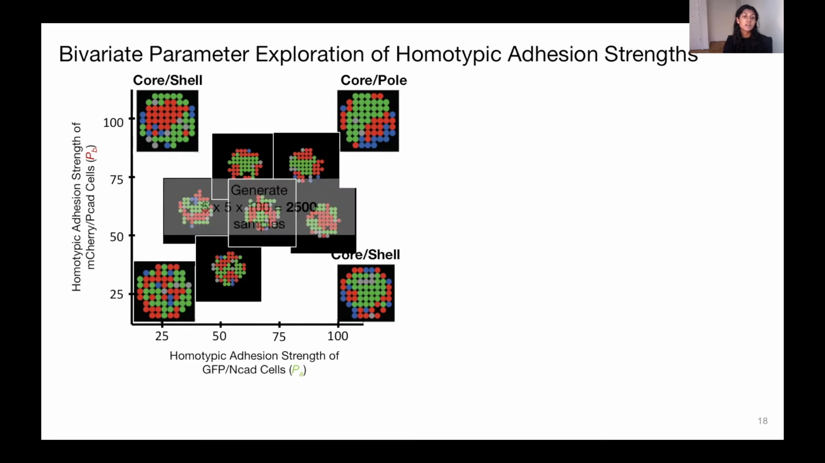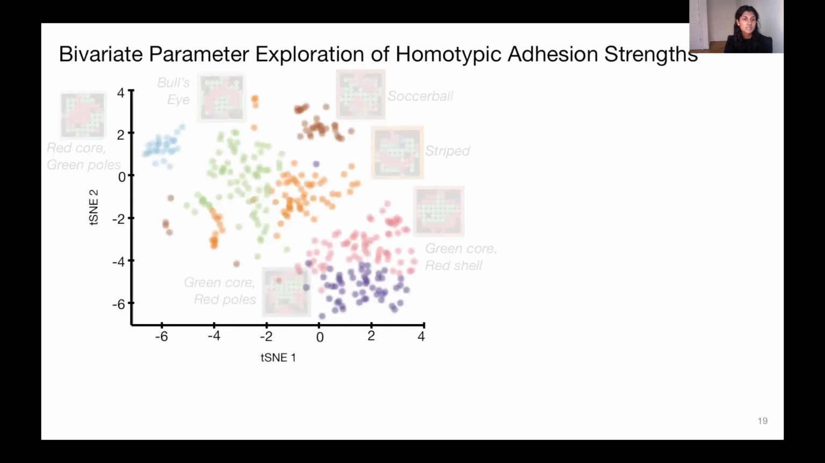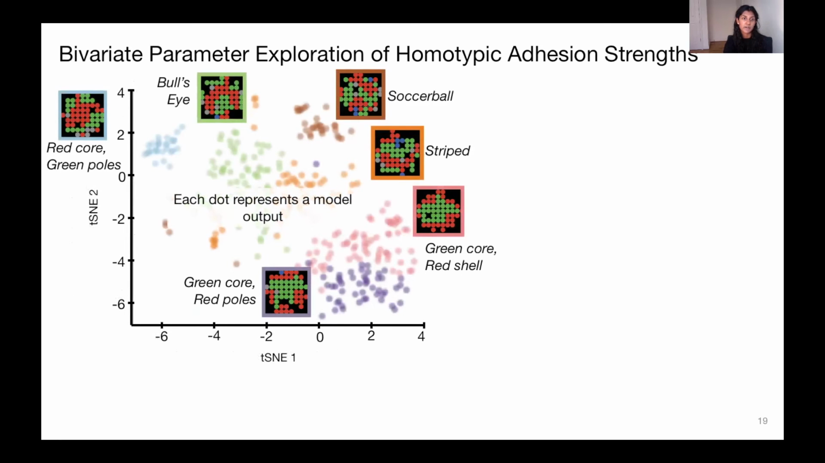So we generated 100 samples for all 25 combinations of homotypic adhesion strengths. And we wanted to find patterns in this library of spheroids that we've generated. So manually doing that would be very exhausting and kind of biased. So what we did was we ran unsupervised k-means clustering to identify 6 different patterns. And we represented each of those 2,500 images as a dot on this dimensionally reduced space. And the color of each of these dots represents the identified pattern.